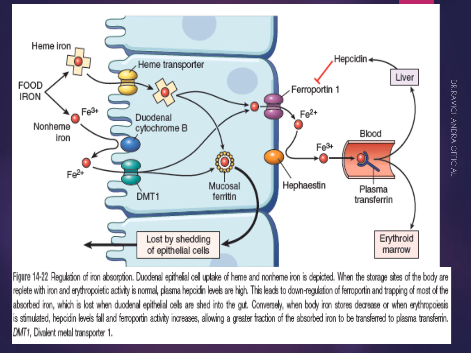Now coming to non-heme iron, from the food, it is in the form of Fe3+. So with the help of duodenal cytochrome B, it is converted to Fe2+, and this Fe2+ will enter into the epithelial cell with the help of divalent metal transporter 1, DMT1, which will transport the Fe2+, and it is converted to storage form ferritin in the mucosa.